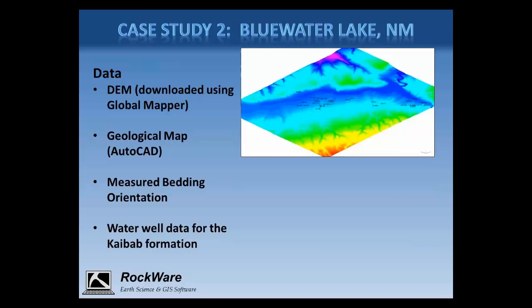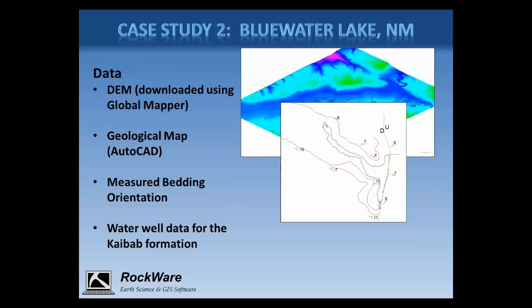We constructed the model based on a few different types of information. We used a DEM that was downloaded using the Global Mapper software and converted to a RockWorks grid, an AutoCAD drawing of mapped geologic contacts that also displayed bedding orientation measured in the field. And notice that that bedding orientation varies along each contact. It's not completely 100% constant.